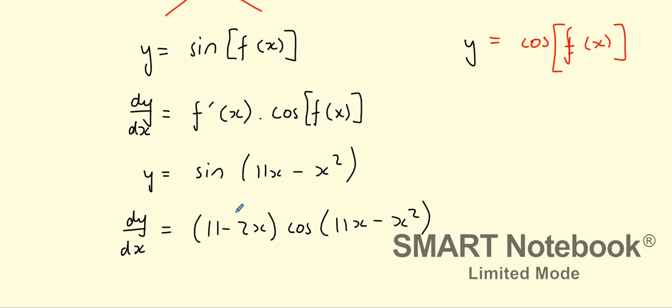Now, the only thing I would say is remember to put this in brackets. If you don't put this in brackets, you've done it wrong, because it's not only minus 2x that's being multiplied by cos of some function. That is the key bit: brackets around f dash of x. Right, okay.